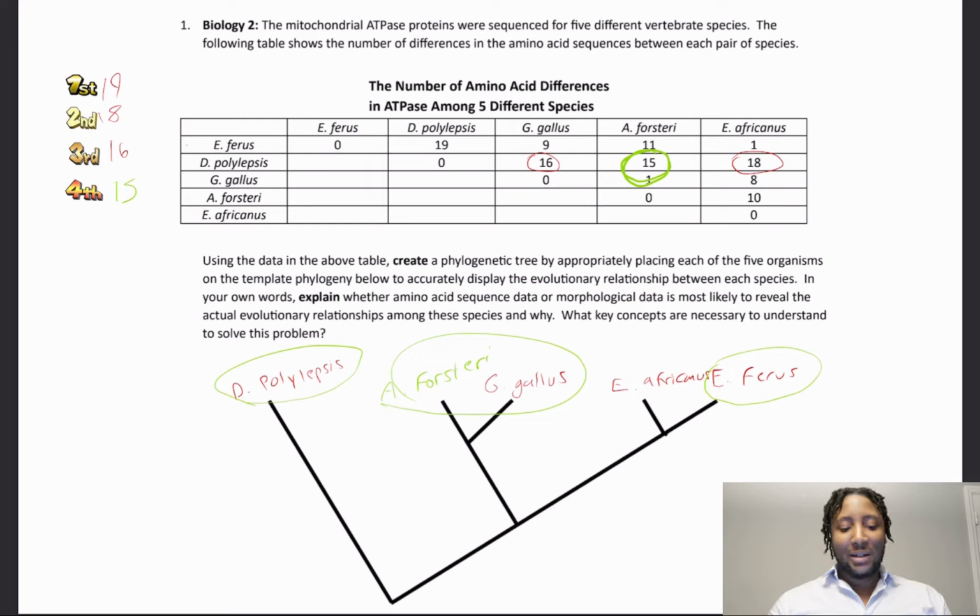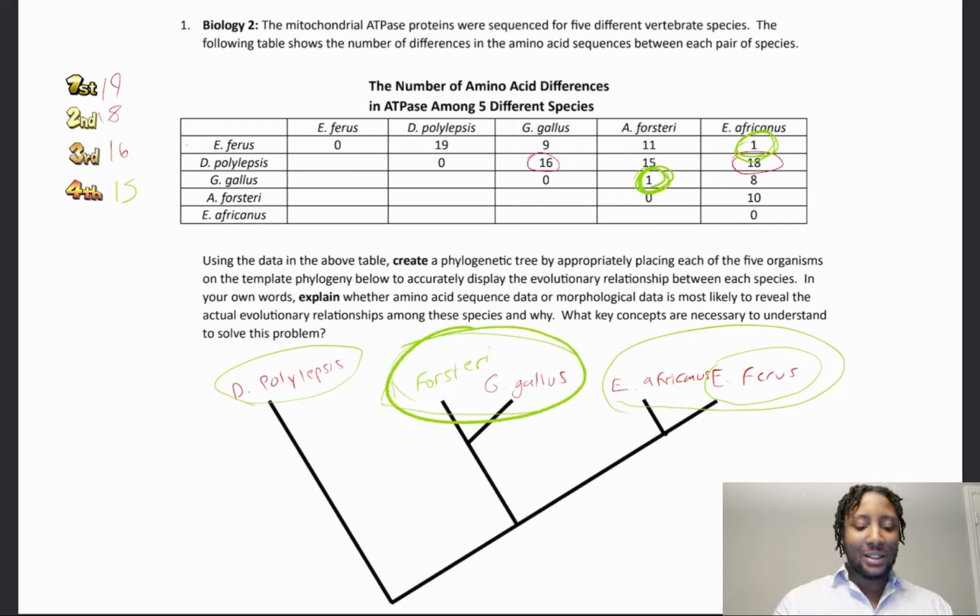For example, we can see between E. africanus and E. ferris, there's only one difference between those two. So of course they are together because of their amino acid sequence. If we look at A. forsteri and G. gallus, there is just one amino acid difference. That's why these guys are together. And then of course you have D. polylepsis and E. ferris, which have a major difference in amino acid differences. Therefore they are farther out.